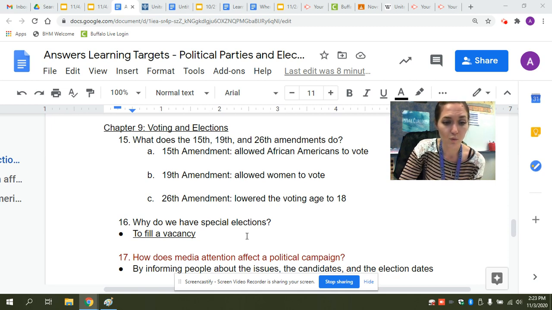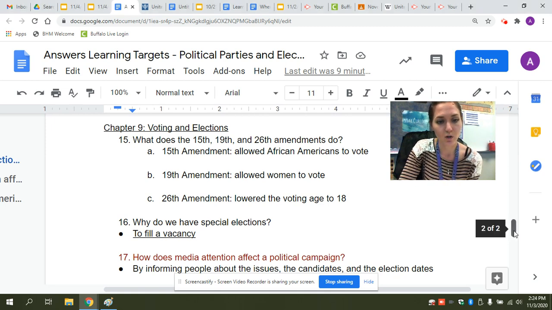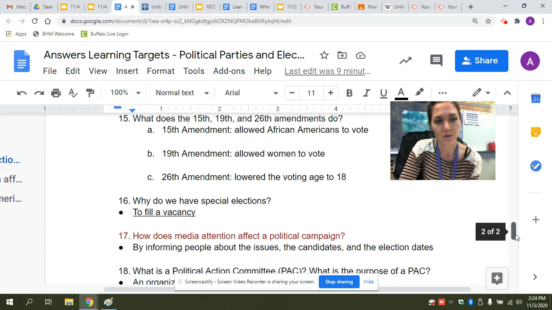Number 16, why do we have special elections? To fill a vacancy. You guys saw some of those examples when you did your notes on the special elections. There's multiple different reasons why there might be a vacancy in Congress or in the House of Representatives, and we have those special elections just to fill that vacancy, mainly because it doesn't happen consistently. It's just kind of out of the blue. It's special. All right, go ahead and put the video on pause if you need to write that down. Push play when you're ready.